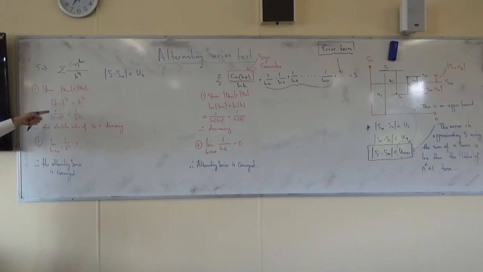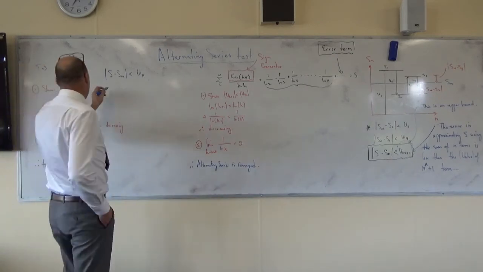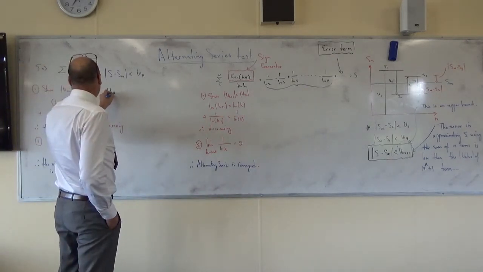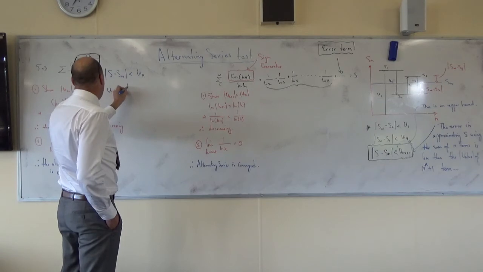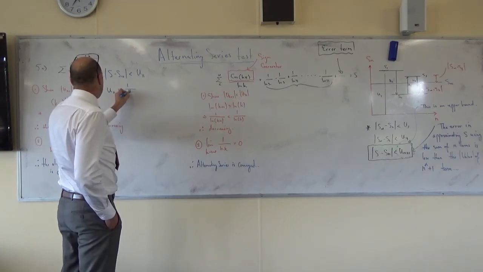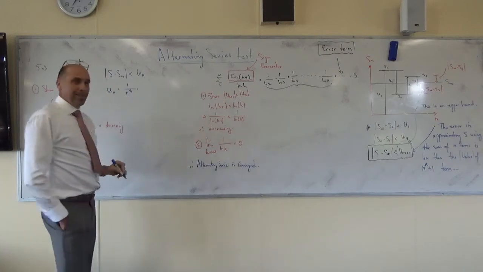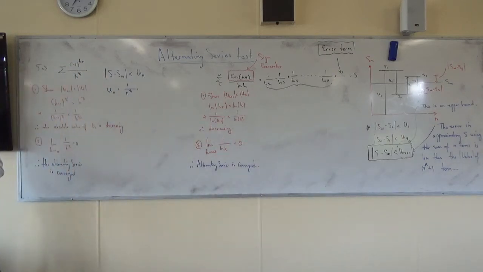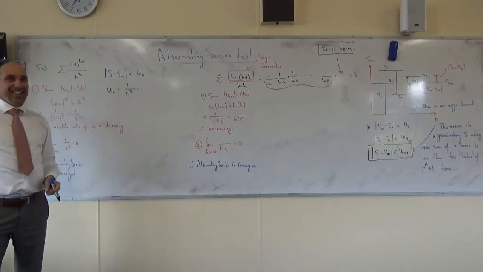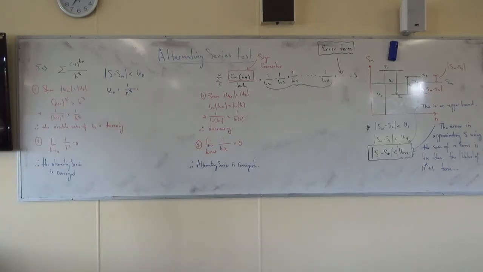How do I find what U11 is? Well, that's easy, isn't it? U11 is equal to 1 divided by 11 to the power of 2/3. Someone got a calculator to work that out for me? That's how easy it is. I'll show you where it gets a little bit tricky in a sec.